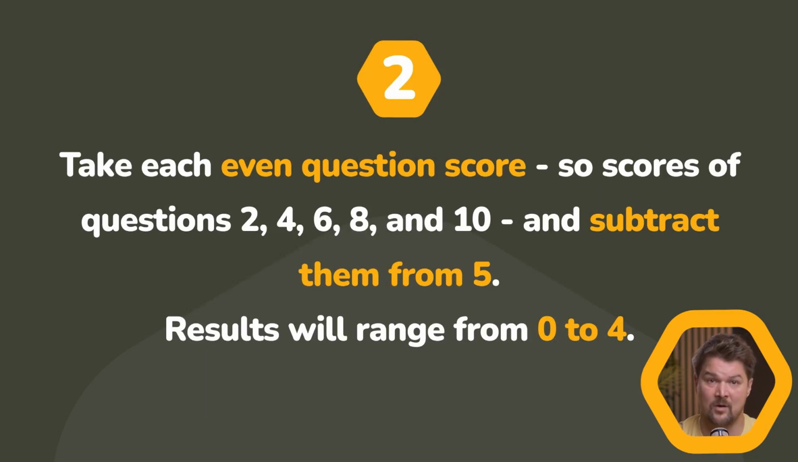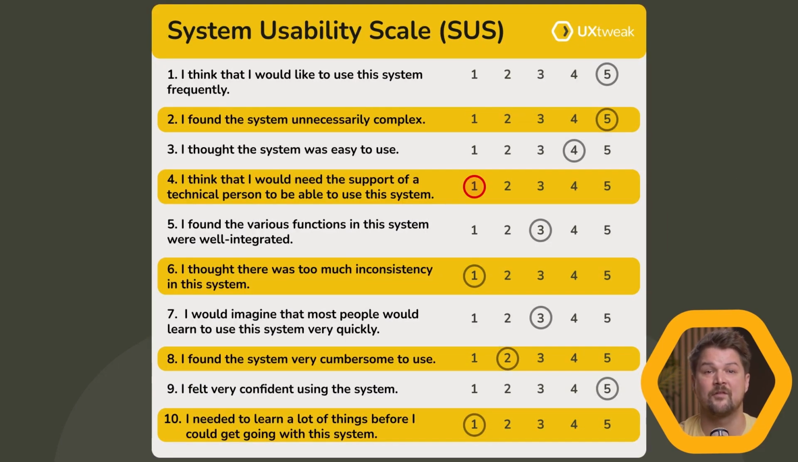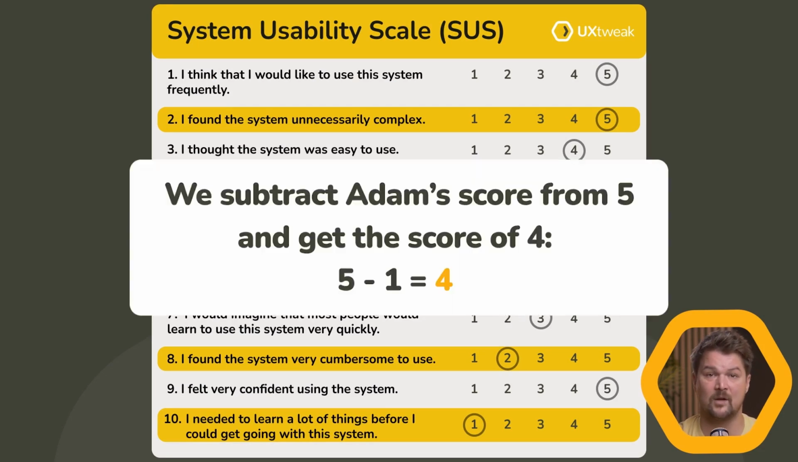The second step, we take each even question score, so scores of questions 2, 4, 6, 8, and 10, and subtract them from 5. Our results will range from 0 to 4. For example, for the fourth question, Adam marked that he strongly disagrees with the statement. So his score is 1. We subtract it from 5 and get the result of 4.